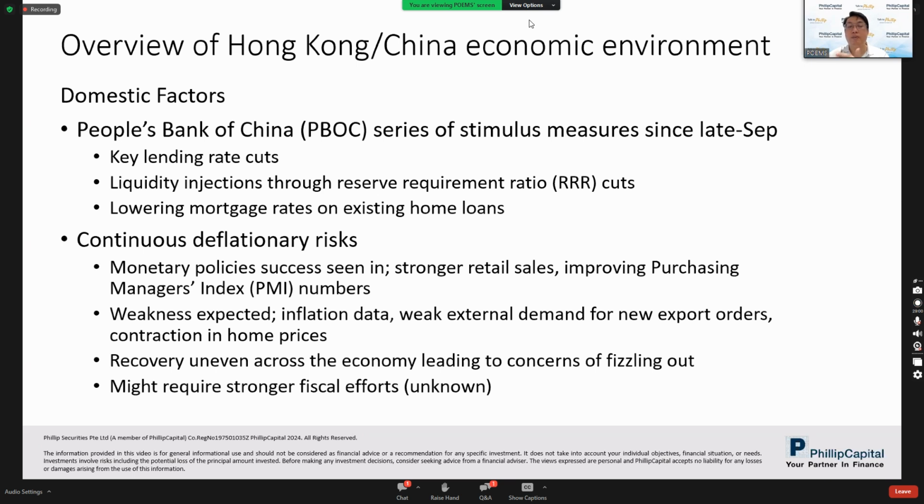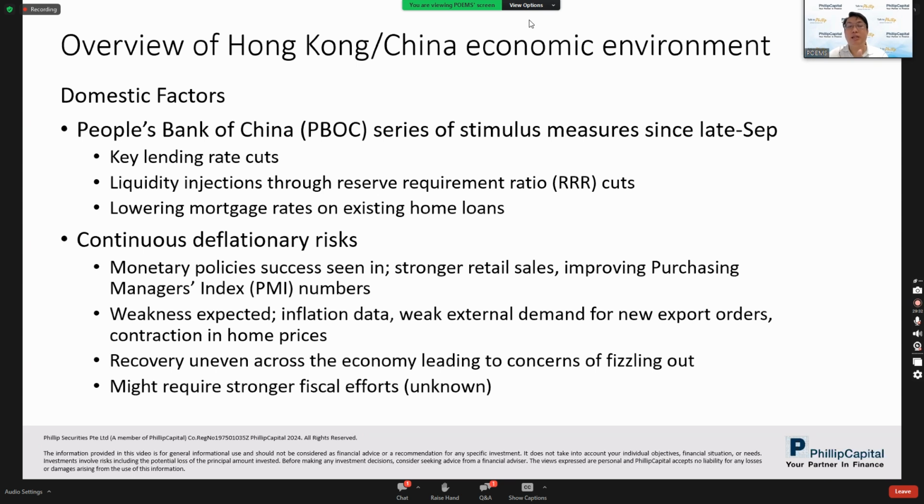However, we also see that some of the monetary policy has already seen success, which is the reason why the government might continue to bring in new measures, because they already see success in certain measures targeting certain segments of the economy. So you can see that stronger retail sales is actually seen, and also there are improving purchasing managers' index numbers. For retail sales, you see that there's actually recovery. Recently, we had the 11/11 that just passed in November. It was a shopping festival, so-called, that was created by Alibaba.